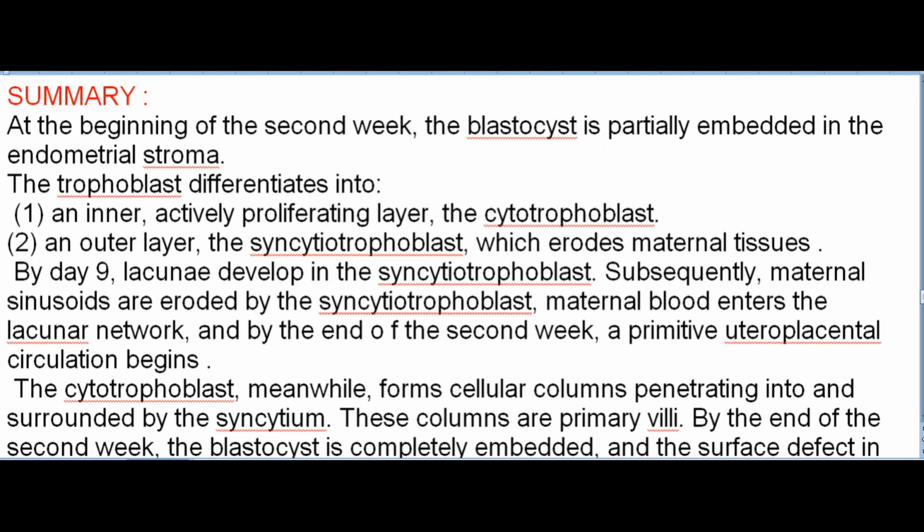second week, a primitive uteroplacental circulation begins. The cytotrophoblast, meanwhile, forms cellular columns penetrating into and surrounded by the syncytium. These columns are primary villi. By the end of the second week, the blastocyst is completely embedded, and the surface defect in the mucosa has healed.